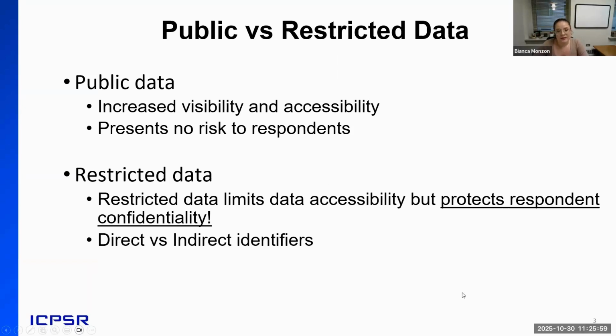The bulk of data deposited with ICPSR is public use data, which presents no risk to study participants. Restricted data, on the other hand, present higher risk of participant re-identification, either through direct identifiers such as names and social security numbers, or indirect identifiers, which are measures that when used in combination can lead to re-identification. Restricted use data limits data accessibility, but it protects respondent confidentiality.